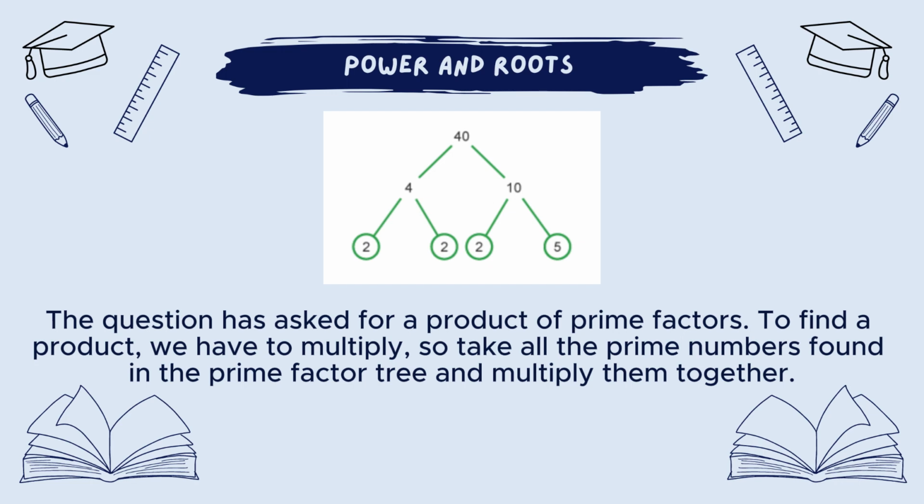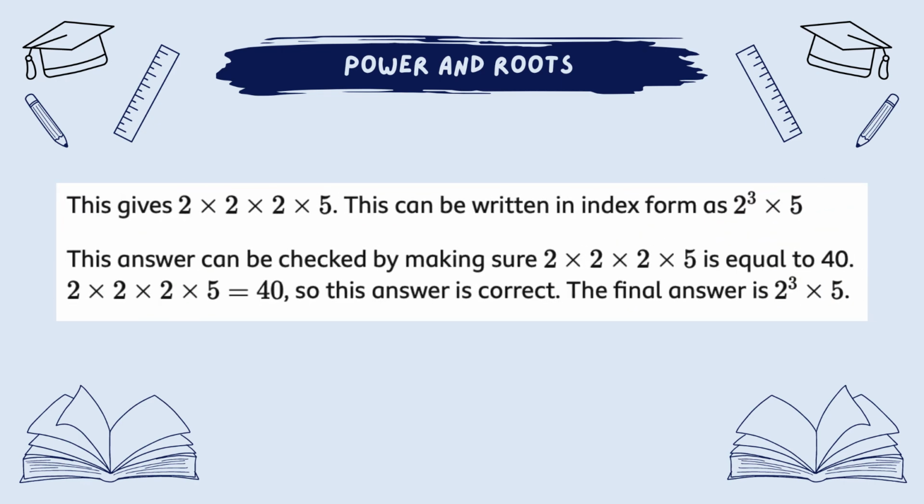The question asked for a product of prime factors. To find a product, we have to multiply, so take all the prime numbers found in the prime factor tree and multiply them together. So 2 by 2 gives you 4, 2 by 5 gives you 10, and 4 by 10 gives you 40. This gives 2 by 2 by 2 by 5.